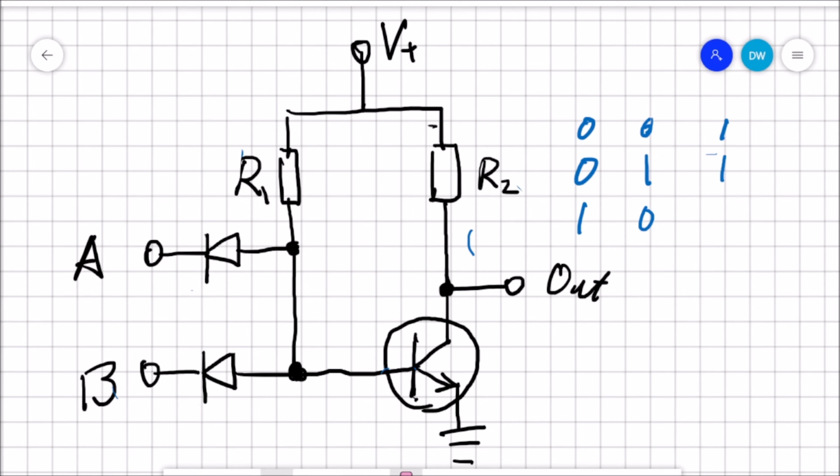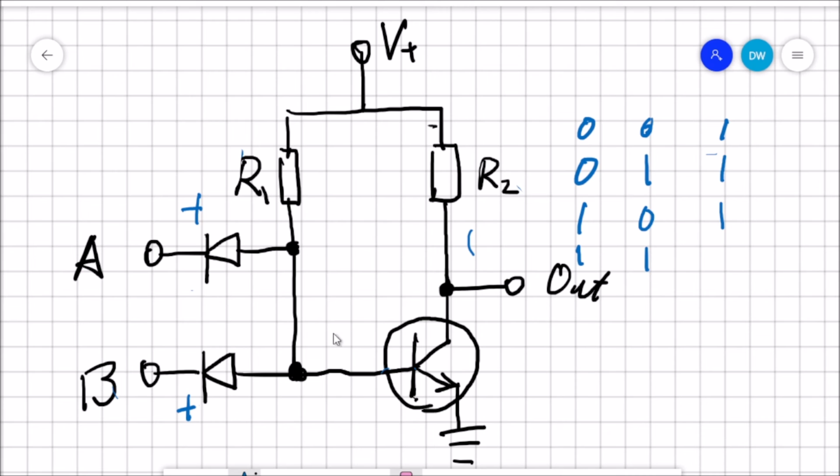So exactly the same thing if we reverse the relationship. Yep. If A is on and B is off, then all the current on the left-hand side will leave through B, and the current on the right-hand side will not be able to go into the transistor and will leave and give us an output high.